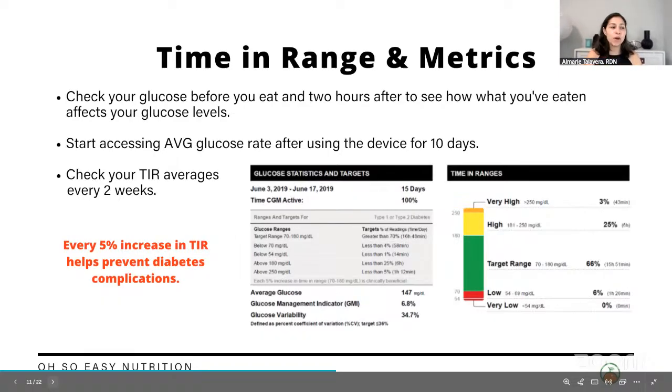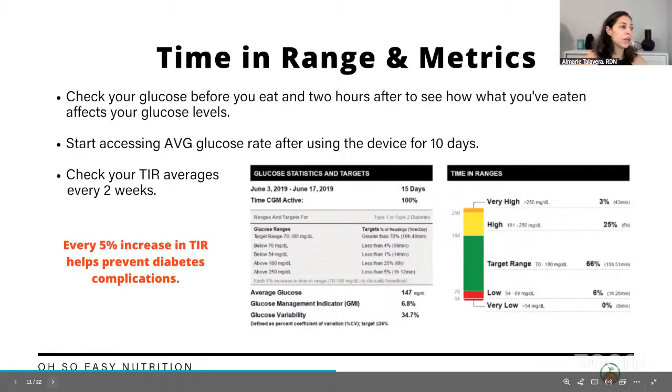After the 10-day mark, we can look at these values and start evaluating where the percentage falls in the chart. So don't start overanalyzing your numbers if you haven't even had it on for more than 10 days. Now, we want to check the time in range at least every 2 weeks.